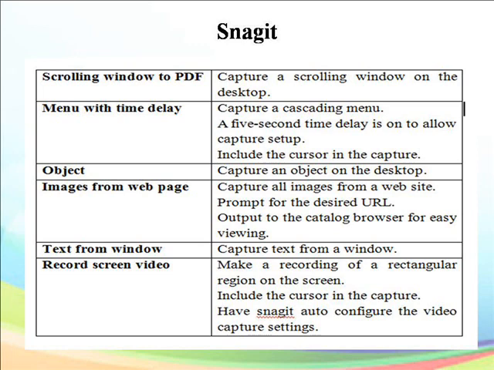Object. Capture an object on the desktop. Images from web page. Capture all images from a website. Prompt for the desired URL. Output to the catalog browser for easy viewing. Text from window. Capture text from a window. Record screen video. Make a recording of a rectangular region on the screen. Include the cursor in the capture. Have Snagit auto configure the video capturing settings.